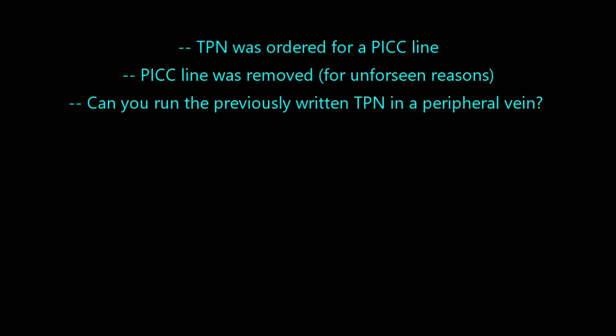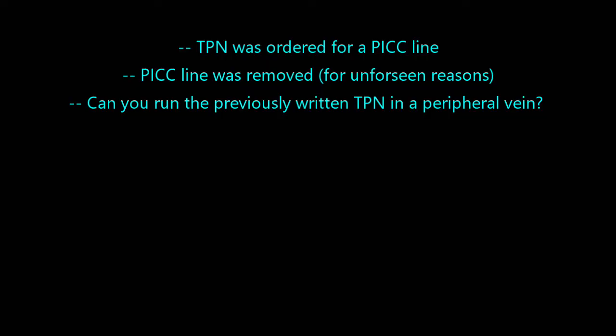So in summary, say that a bag of TPN was written in the morning for a PICC line, and the PICC line at some point of the day became clotted or was leaking and we decided to take it out. Then you have a decision to make. Can you run that TPN through a peripheral IV?